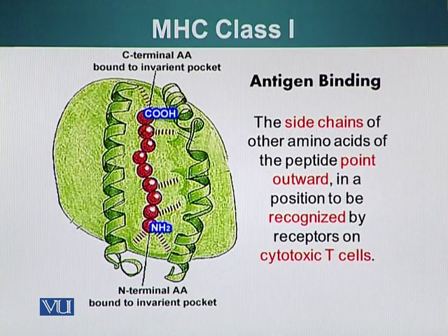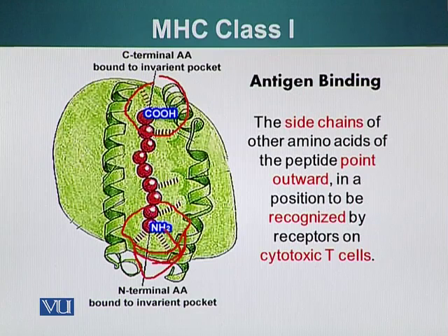Here is an MHC class 1 molecule. Please notice that, as I've mentioned before, the binding of this peptide is basically by the protein backbone, and that backbone also includes the amino terminus right here and the carboxy terminus right here, and these termini bind the invariant pocket, which is, for example, right here, formed by the MHC protein molecule itself. What you cannot see is, imagine that the side chains of these amino acids, or the R groups, are sticking out of your screen. These side groups are basically the parts that interact with the TCR. In the case of an MHC class 1 molecule, it will be the cytotoxic T cells.